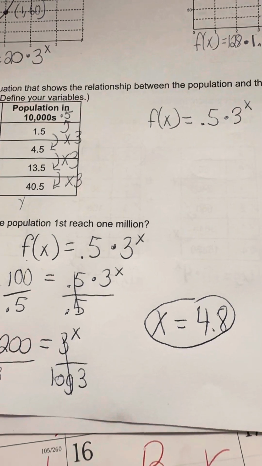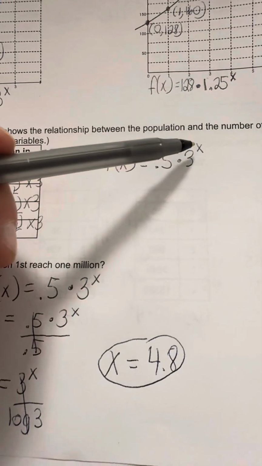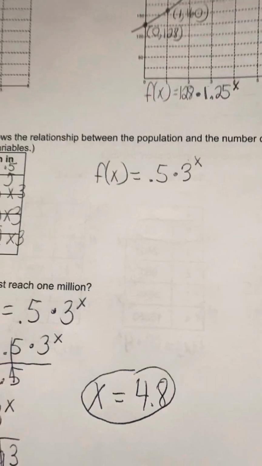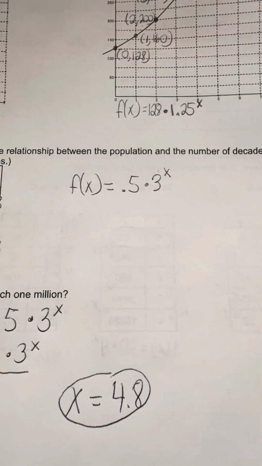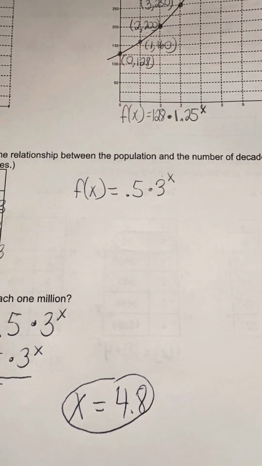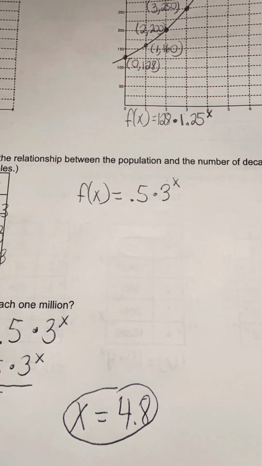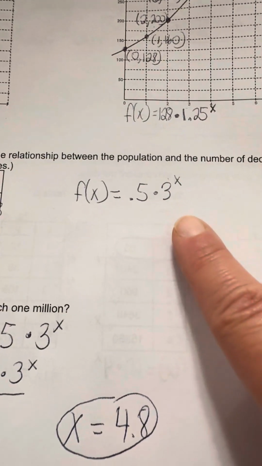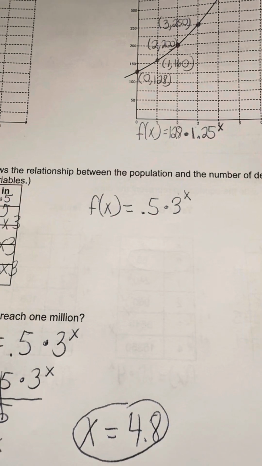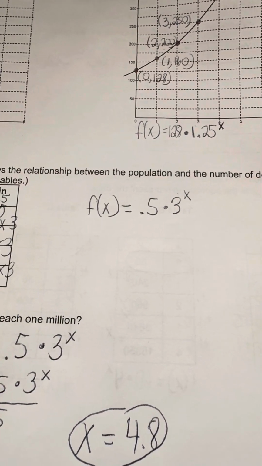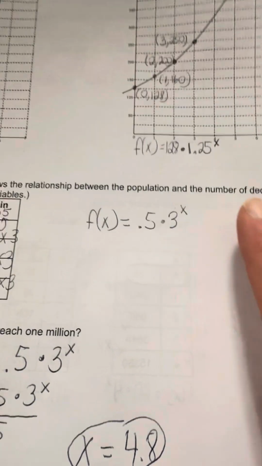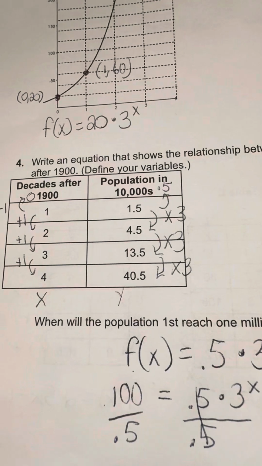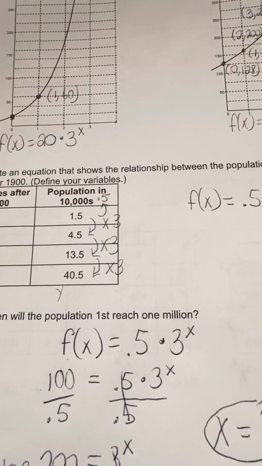And again, if I really wanted to, I could have sat and guessed and checked and plugged in various numbers for x as the exponent to figure out the answer. If I'd plugged in 3 to the 4th power, I would have ended up with 81, which would have been 810,000. And if I had done 5 as the exponent, I would have ended up with 243, which would have been 2,430,000. That would be too much. So it's somewhere in between, obviously closer to 5. But that's how you would solve a question like this when you have an output and you're trying to find the input value for an exponential function.